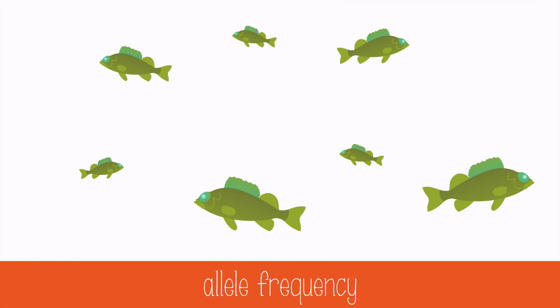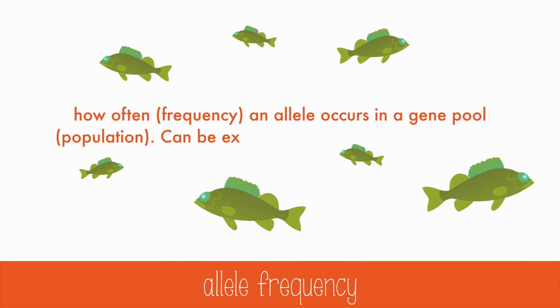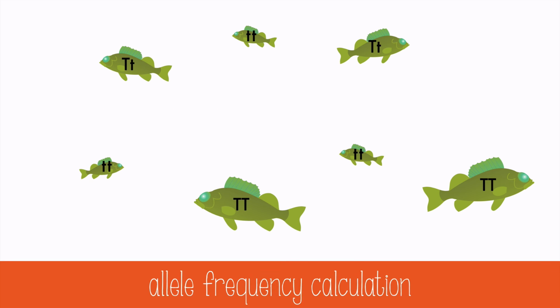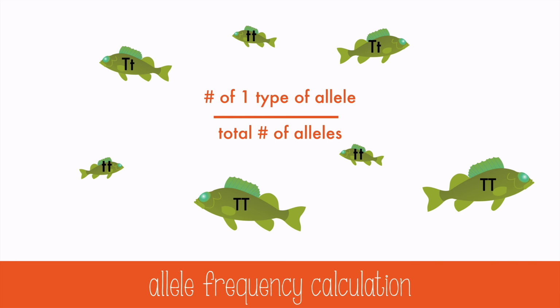Population will have different amounts of alleles for each gene. The allele frequency is how often an allele occurs in a gene pool. We can express allele frequency as a percentage or as a decimal. You can calculate the allele frequency in a population by taking the number of one type of allele and dividing by the total number of alleles. This is the simplest way to calculate allele frequency.